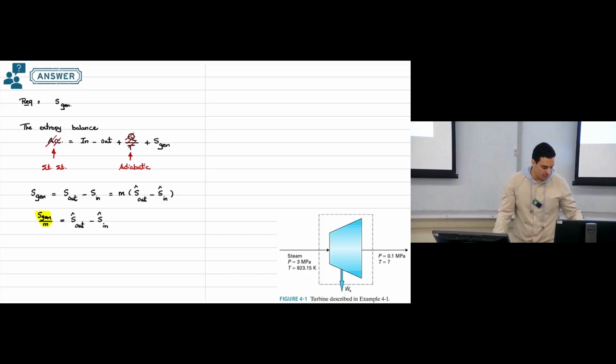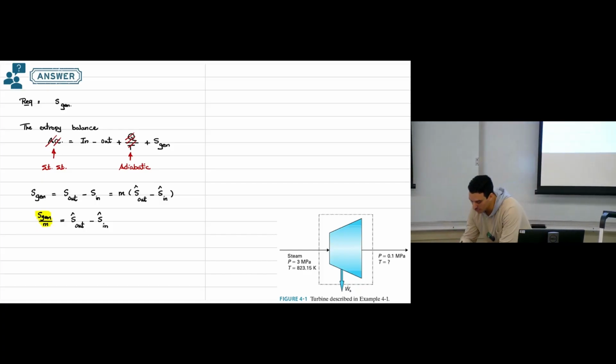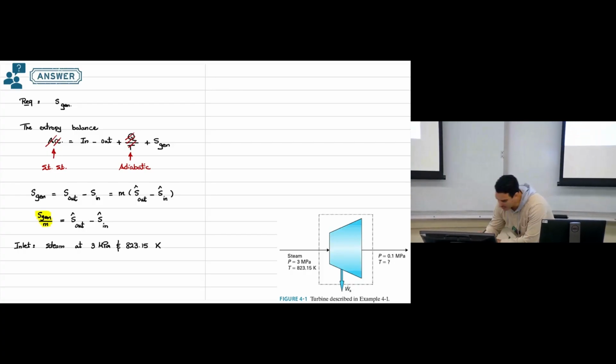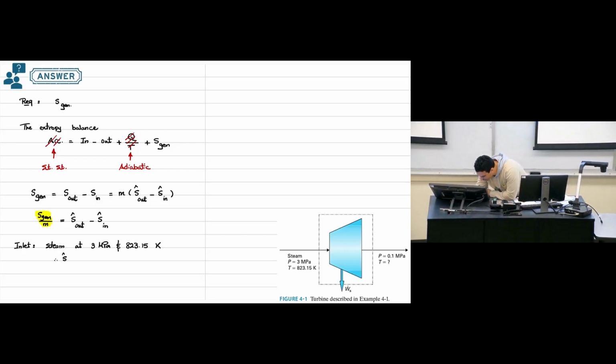And how can I find entropy for the inlet and outlet? This will be from steam tables. Again, I have all information given. So for the inlet, I have steam at 3 megapascal and 823.15 Kelvin. You can use the Excel file to put these numbers, and then you can see that the specific entropy of the inlet will be 7.3768 kilojoule per kilogram Kelvin.